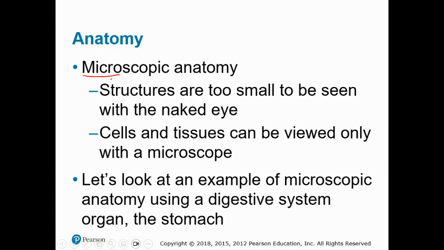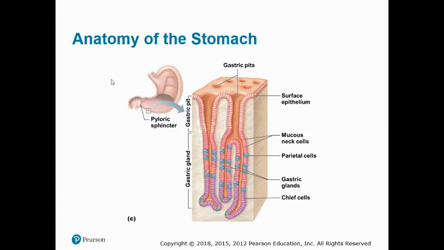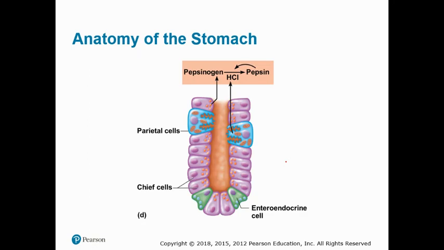So if we use the digestive system as an example, let's look at the stomach. The stomach is gross anatomy, but within the stomach, there are certain cells that you cannot see that still are part of it and make it up. These include the parietal cells and the chief cells. These release certain molecules in order to create pepsin, which helps us break down proteins within our stomach.